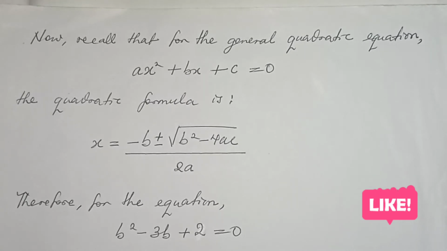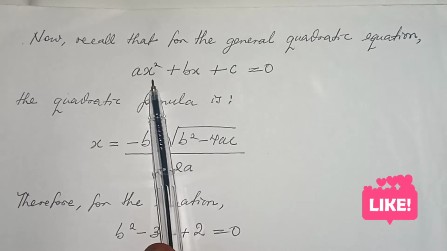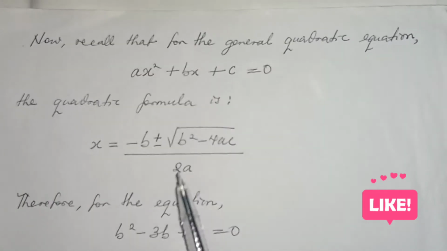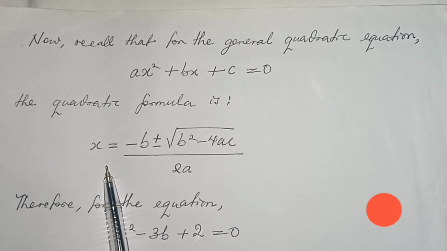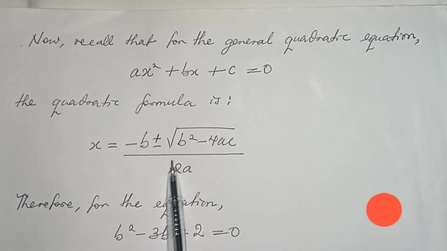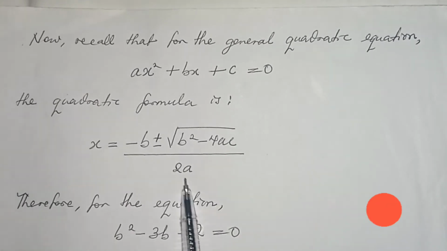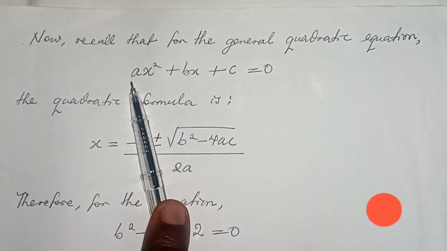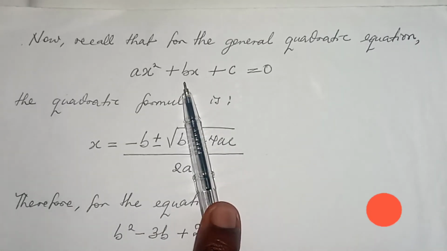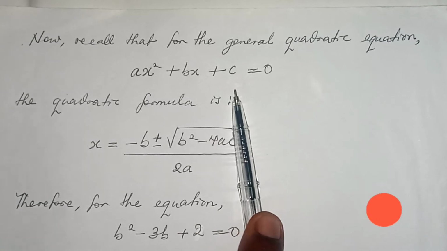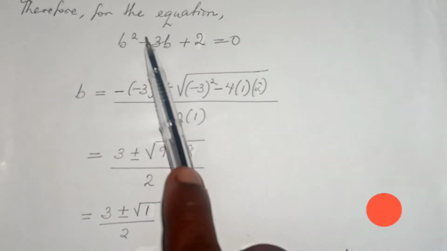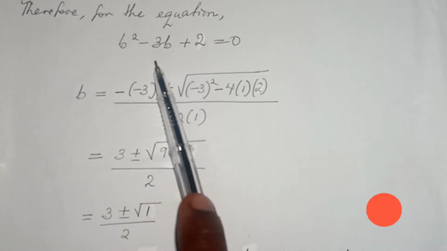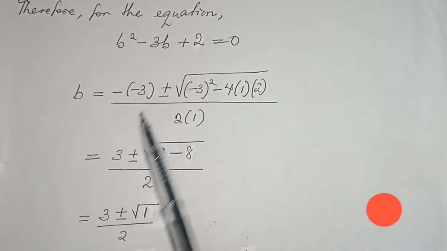Now, to solve that problem, we are going to be taking note of the fact that the general quadratic equation takes the form ax squared plus bx plus c, and using the quadratic formula, the solution can be gotten as this: x equals minus b plus or minus square root of b squared minus 4ac all over 2a, where a is the coefficient of x squared, b is the coefficient of x, and c is the constant term.